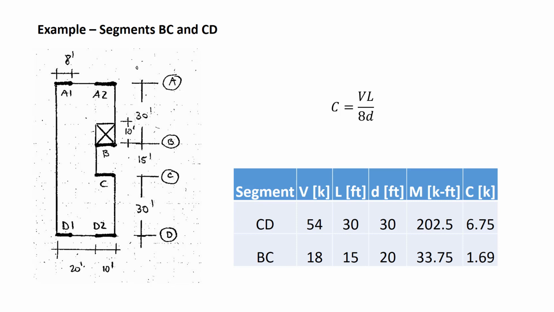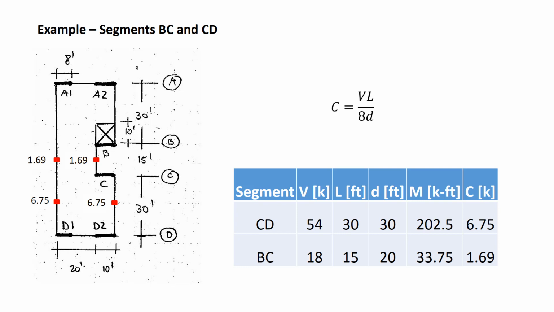Let's locate the information that we found. For segment CD, we have calculated the chord forces right at the center of that segment. That's where the moment is the greatest, and that's where we calculated the value of the chord force. Similarly, for section BC, we found the value of the chord force right at the center of that segment. We'll see later what we do with this information.